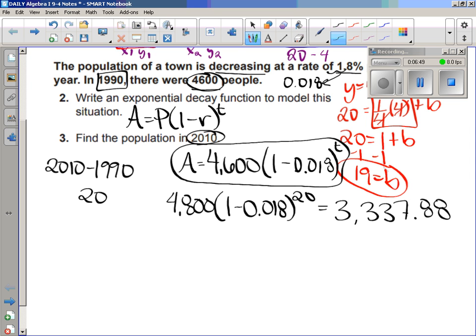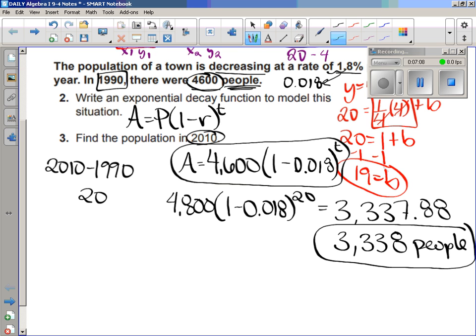Well, in this scenario, we're talking about people. So we can't have 0.88 of a person. So I change this to round to the nearest whole number, which should be 3,338 people. Okay, so that's what you guys did a couple days ago and just took a quiz over just recently.